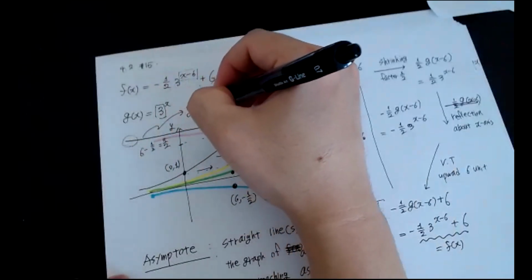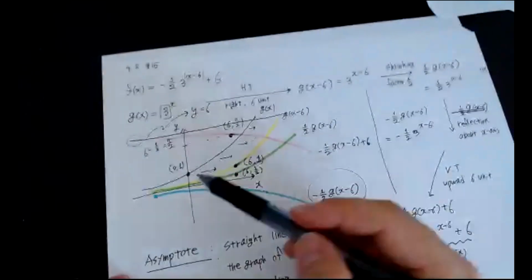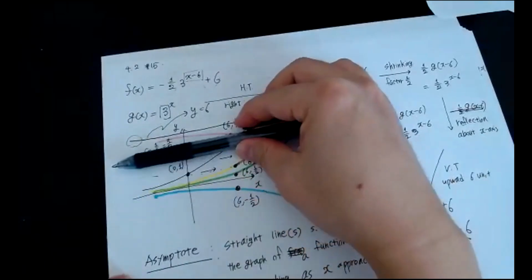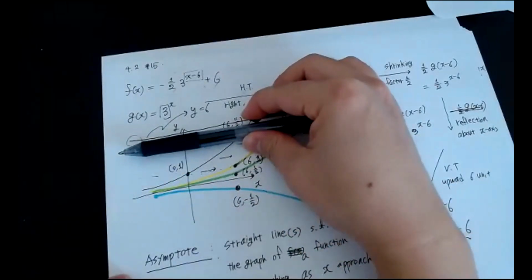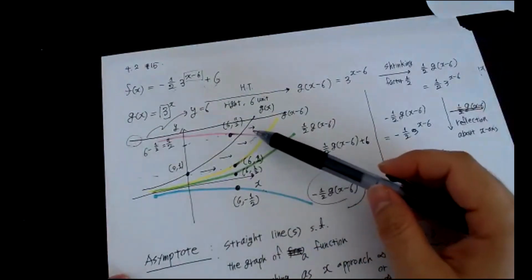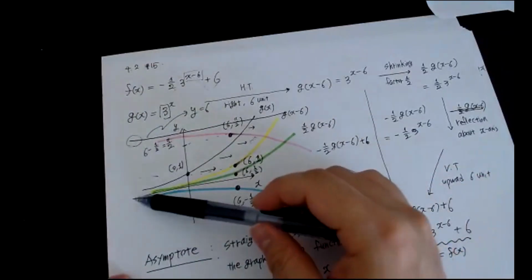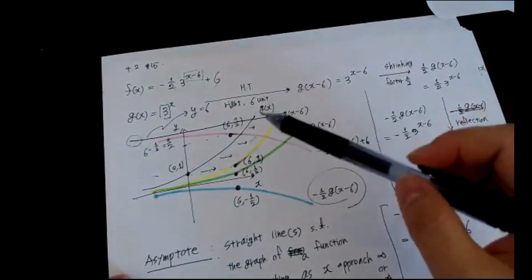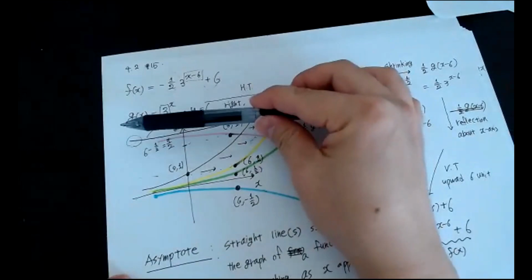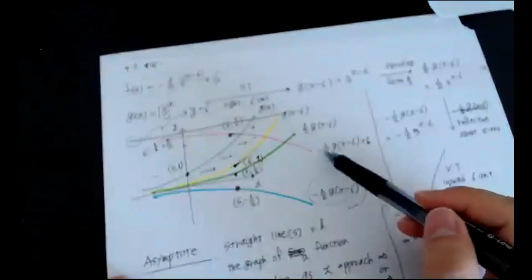That's going to be y equals 6. Because this is nothing but the x-axis shifted upward 6 units. Okay, just think about this. When you shift the blue curve upward 6 units, you shift the asymptote of that curve upward 6 units too. So y equals 6 is going to be the horizontal asymptote of the function f of x.